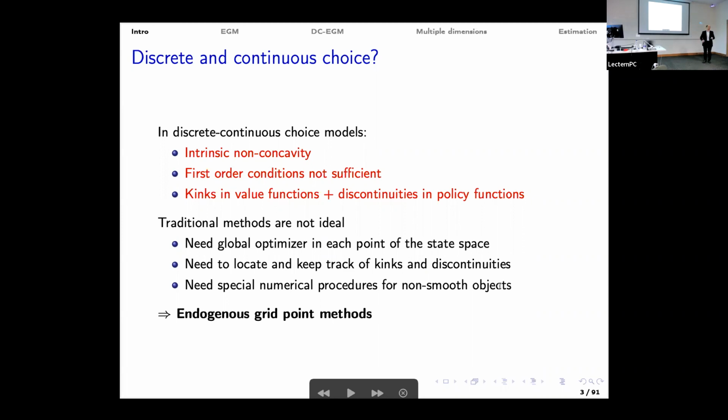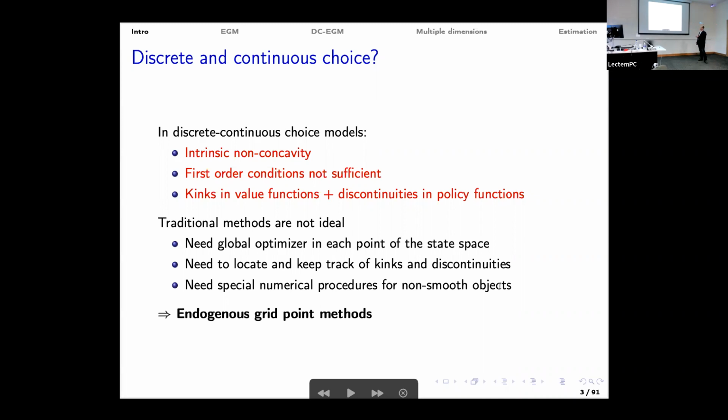So you will see through this talk that the problem becomes non-concave. The first order conditions then obviously are not sufficient. We have to do something more. If we're thinking about the dynamics, the value functions suddenly have kinks. The policy functions have discontinuities, and you get all sorts of this fun stuff. That means that applying normal approaches becomes much, much harder.